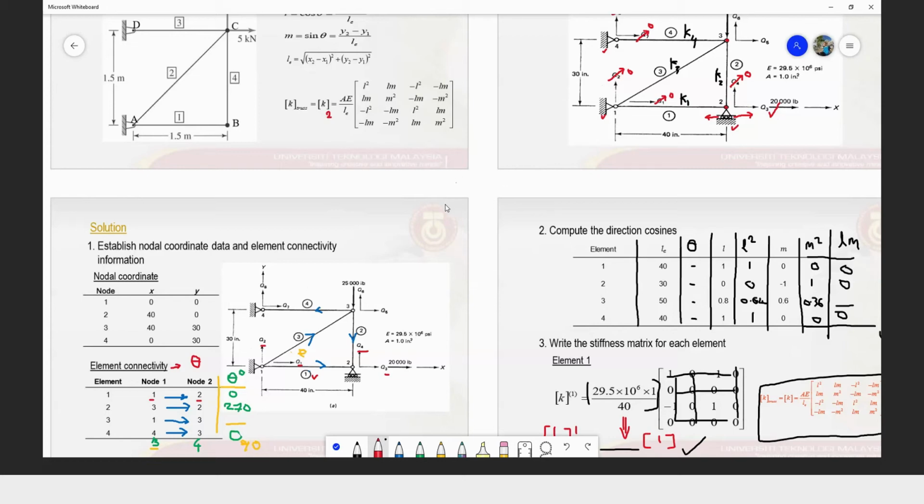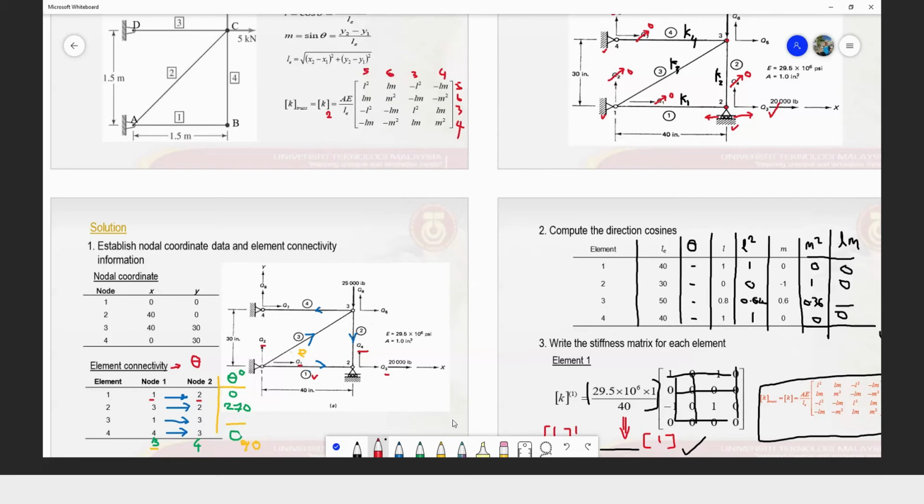1, 2, 5, 6. Yeah, untuk elemen number 2. This is our element number 2. It is connected from 3 to 2. Sorry, 5, 6, and 3, 4. Yes, betul. So we should write 5, 6, 3 and 4. So when we have this, we straight away look at the boundary condition.